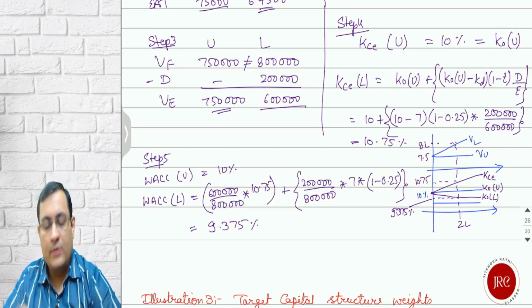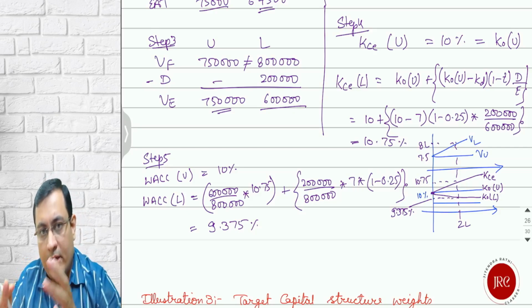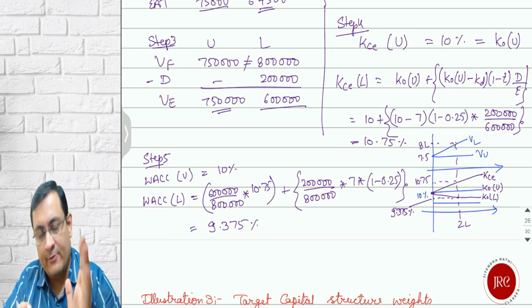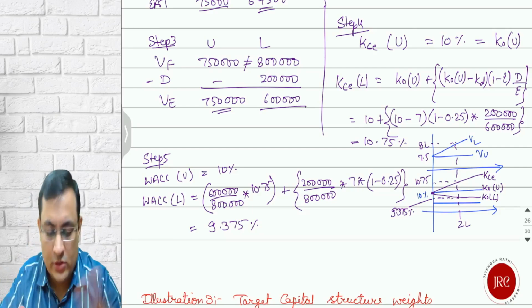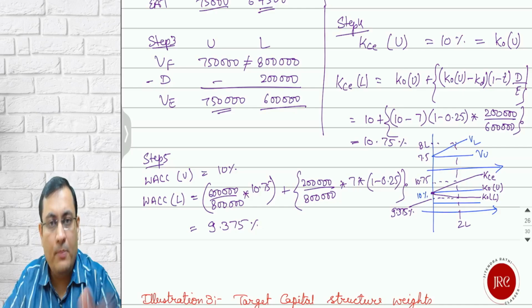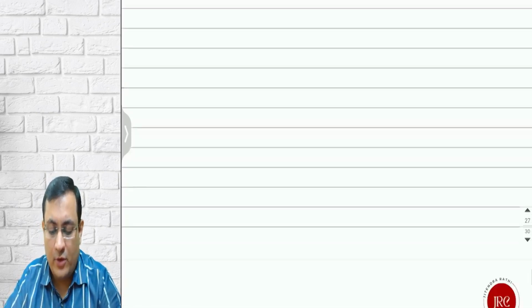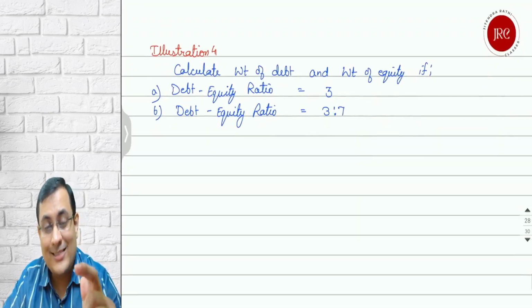So hopefully this we have already done. Earlier we have taken 2 different companies. Now we are changing one unlevered company to a levered situation. So same 5-6 steps. I hope everyone is okay. Next, let's go for the illustration of static trade-off theory.